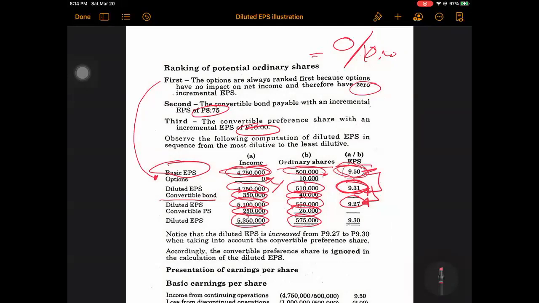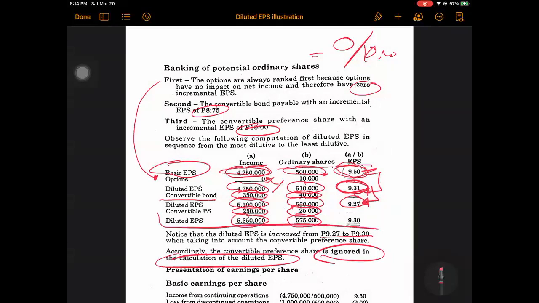Notice that the diluted earnings per share is increased from 9.27. Siyempre, atong base amount karon kaninang nakangkon after considering the bonds, 9.27. So from 9.27 to 9.30, when taking into account the convertible preference share, accordingly, the convertible preference share is ignored in the calculation of the diluted earnings per share. Therefore, gi-compute lang sa dire, pero this is ignored in the computation of diluted earnings per share.